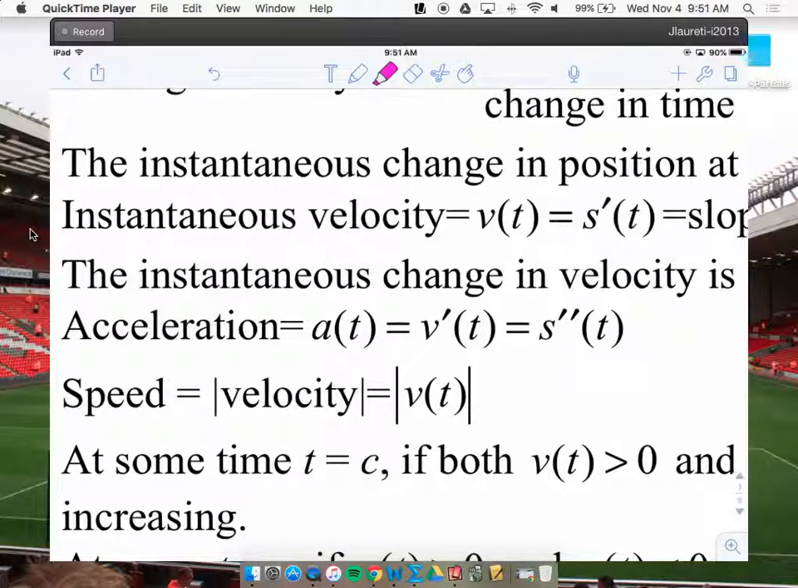So you start with position, right? If you take its first derivative, you're going to get velocity. That's going to give you the rate of change of your position at any moment in time. And then the derivative of velocity is going to give you acceleration. All right, so those are the big 3 that you need to remember.